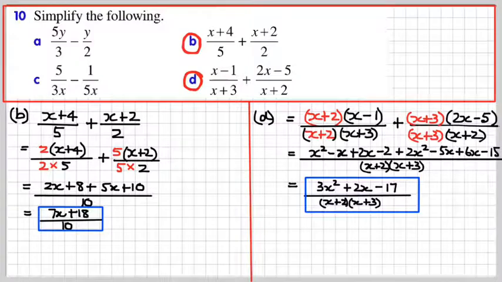X squared terms first, what do you get? x squared plus 2x squared is 3x squared. Now, minus x plus 2x is plus x, minus 5x is minus 4x, minus 4x plus 6x gets us 2x. That's taken care of. And minus 2 minus 15 is minus 17. So that's it, and I don't think that simplifies any further. We can't really factorise that with whole number factors, so that'll be the answer.